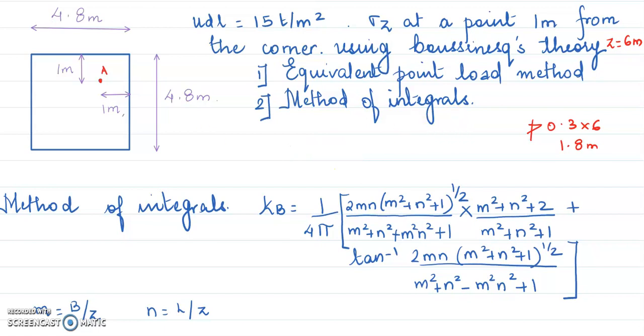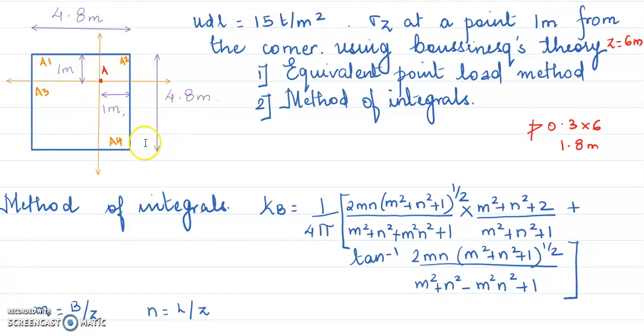Now the question is method of integrals. How do we solve this? For method of integrals, the equation gives you stress at the corner of each area. Correct? So you'll have to divide this in such a way that point A is at the corner of each area. Correct? So I will divide it like this. I have divided this into 4 areas, A1, A2, A3, A4, and point A is at the corner of each of these areas.